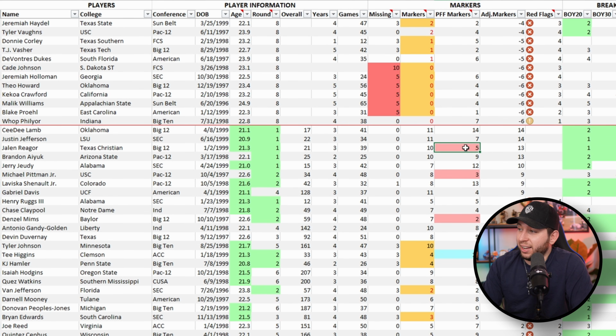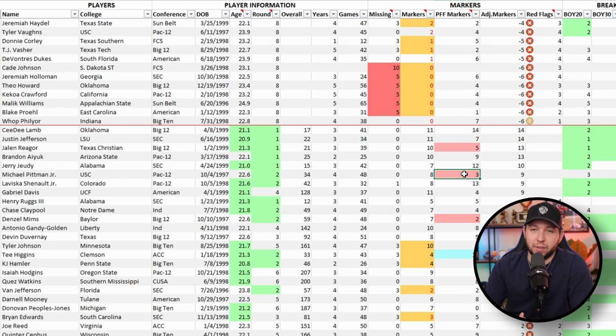Jalen Reagor is on this list. Big time bust. Basically the biggest pitfall in that 2020 class. You could have had many other options. And if you drafted Jalen Reagor in that class, major pitfall. He is identified by this kind of under half as many PFF markers hit as mine.